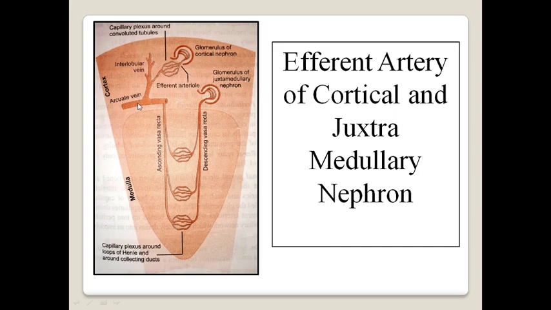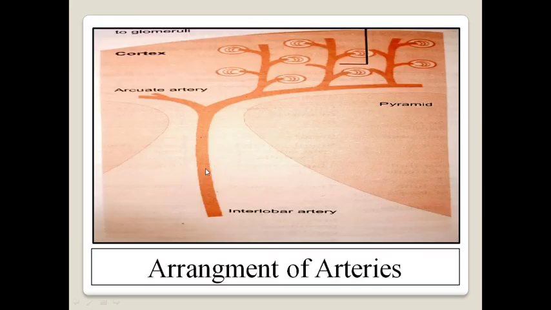Likewise, here is the arcuate vein, then it will form the interlobar vein, then it comes out from the renal papilla as the renal vein. So this is the venous arrangement, how the nephron venous circulation is there. And the artery, as the afferent artery, this is the arterial circulation.